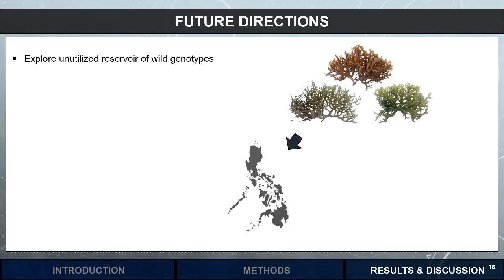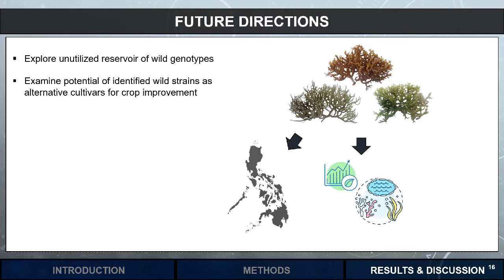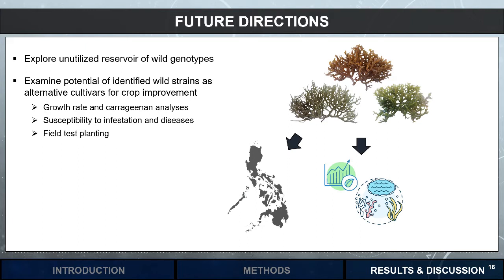For the future, there is the need to explore the unutilized reservoir of wild genotypes and to examine the potential of the identified wild strains as alternative cultivars for crop improvement. And this could be done through examining the growth rates and carrageenan yield and quality of the identified cultivars and their resistance to epiphytes and diseases, and to do some field test planting.